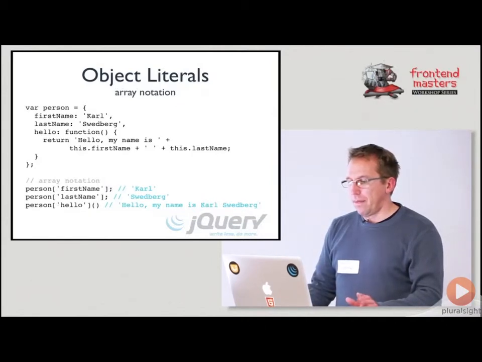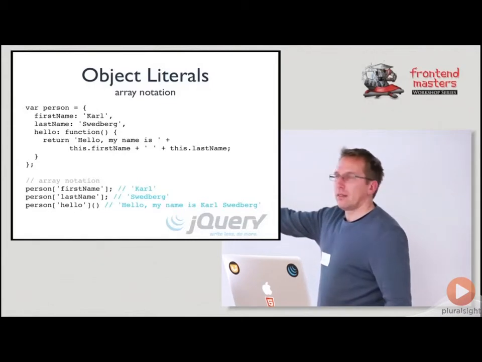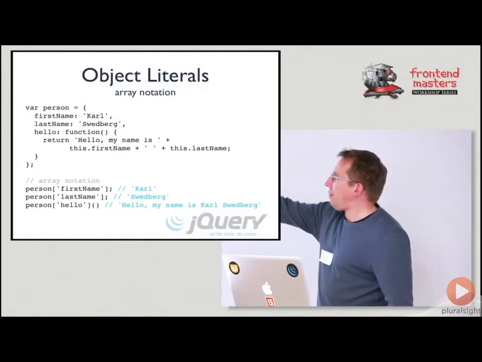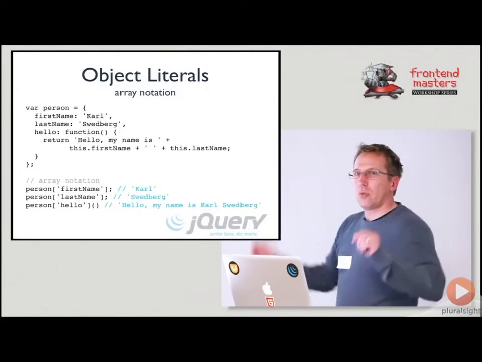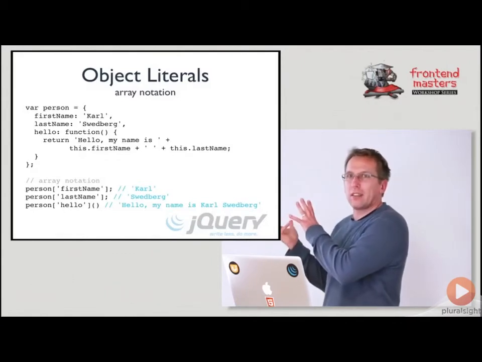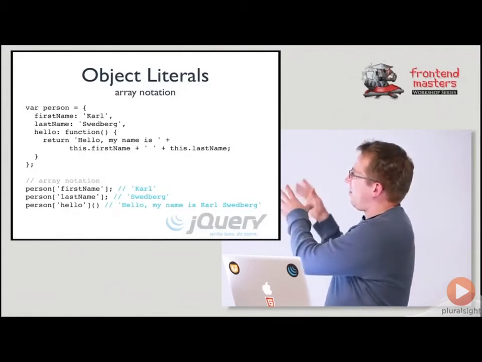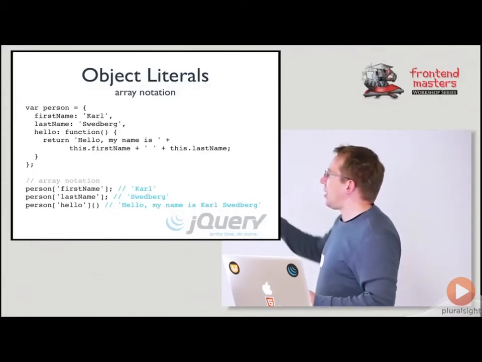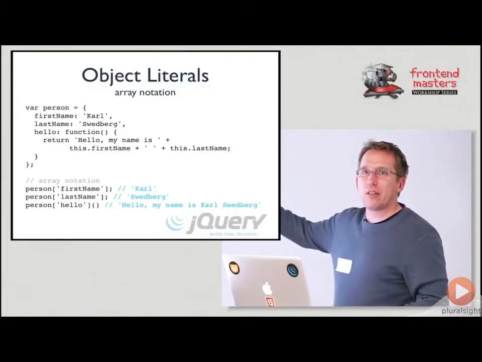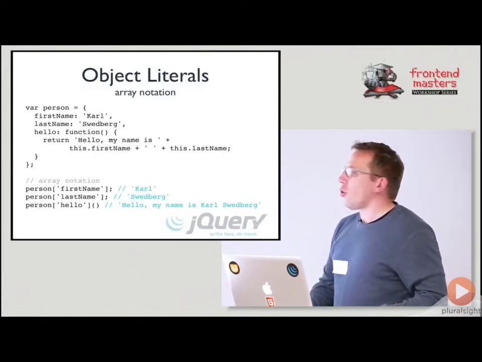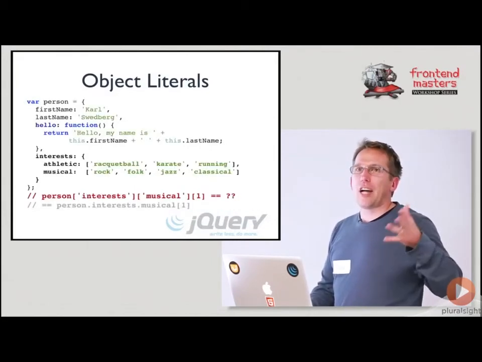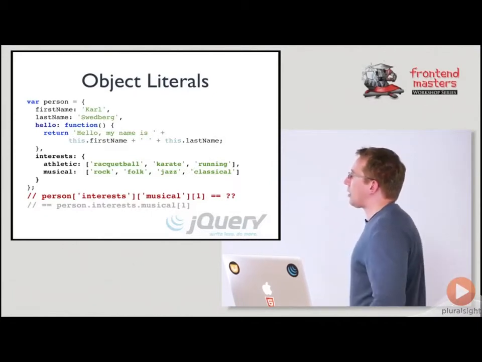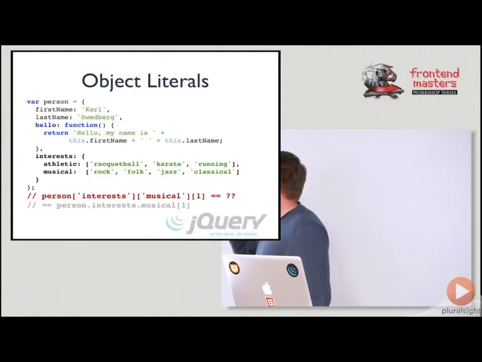You can also use array notation. Notice here that first name, last name, and hello are all in quotation marks, because these are actually strings. You could put a number in there, but that wouldn't do any good. You'd put a number in there if you have an array, not an object. So why would you want to use array notation versus dot notation? We'll answer that question after this. First, you answer this question.